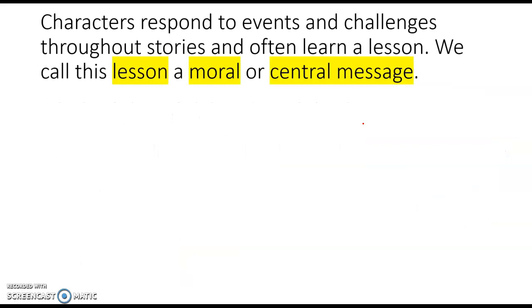So you remember from last week that characters respond to events and challenges throughout stories, and they often learn a lesson. We call this lesson a moral or central message. So all three of those words are going to be used, but they all mean the same thing.